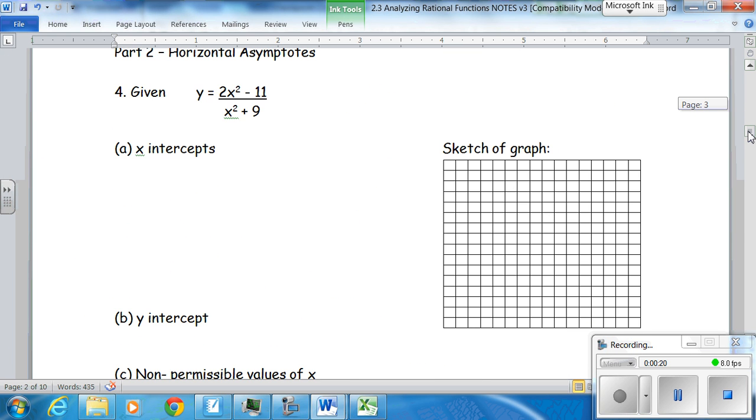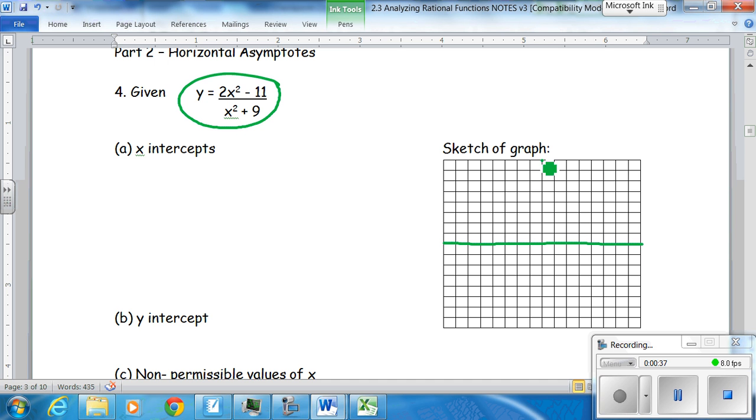Going on, horizontal asymptotes. Last class we talked about horizontal asymptotes. These are pretty straightforward. Honestly, if you're given an equation like this, you can graph it. So please graph it for me. Pause the recording and draw the graph. Now we're back. So my graphing calculator says something like this.